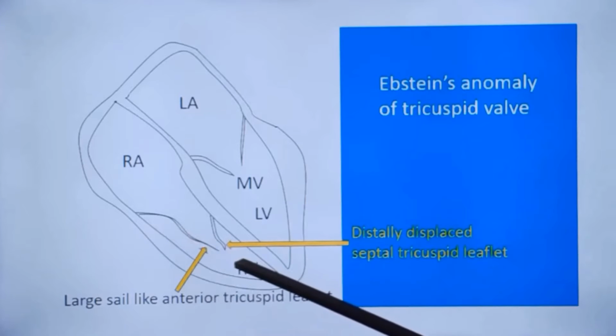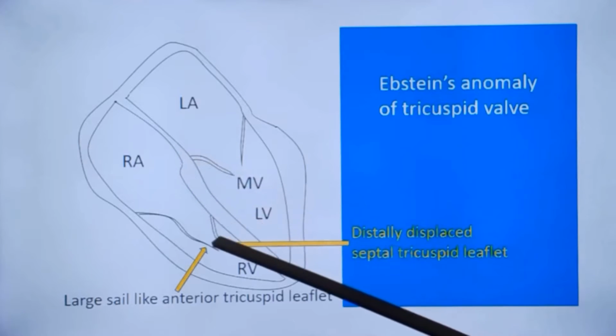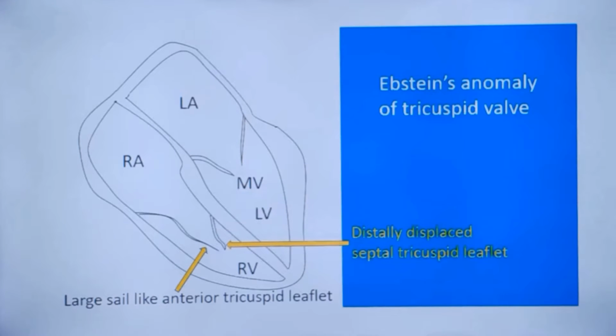The anterior leaflet is elongated and sail-like. The distance between the anterior mitral leaflet and the septal tricuspid leaflet is usually only about 5 millimeters during echocardiography. When it is displaced much more, then it is diagnostic of Ebstein's anomaly.